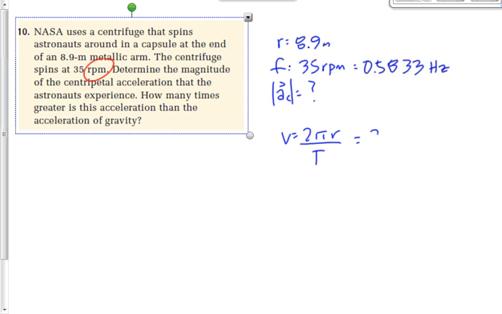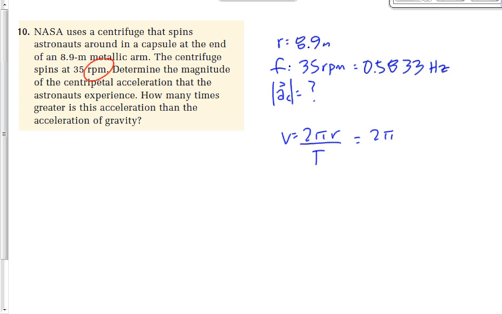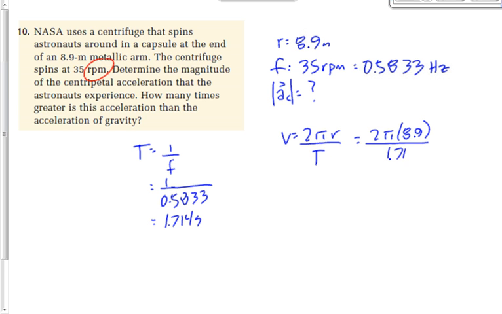We know what r is. It's 8.9 meters. But we don't know what t is. What do you want to do with that? Okay, so let's say over here, t is equal to 1 over f. 1 over 0.5833. And what'd you get for that? 1.8? 1.714? And that's going to give us a speed, which is, get that?